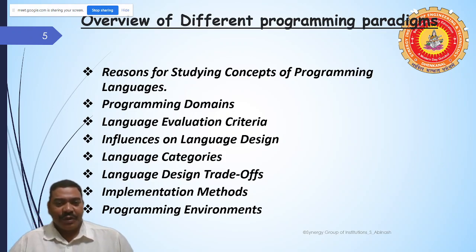The categories of programming languages, programming domains, and language evaluation criteria: how we will evaluate programming languages to decide which one is best for our application. Influences on the language design, and language categories, which are the paradigms we have already discussed. Language design trade-offs, implementation methods, and the programming environment. These are the factors whenever we study the different programming paradigms. First we'll discuss the reasons for studying the concepts of programming languages.